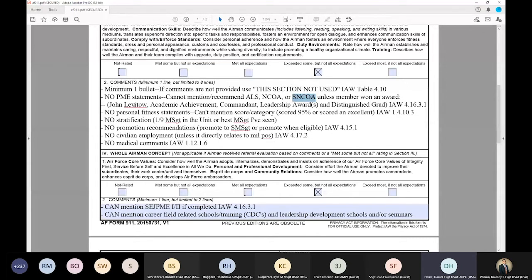I have seen on a lot of Air Force Form 911s, because senior enlisted members are recommending members for ALS, or getting people into ALS or NCOA, that is acceptable because it's not personal PME. So if they're recommending others, or supervising others that completed ALS or NCOA, then that is acceptable to put on the report.